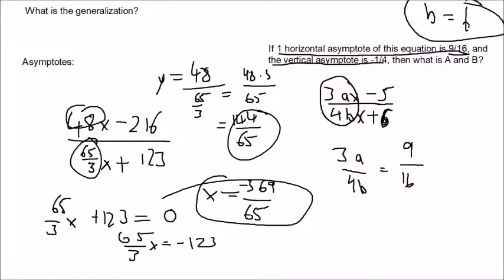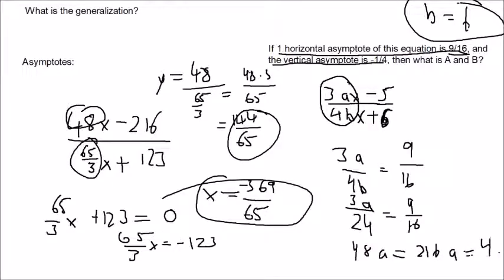However, we already have our b. b is equal to 6. So we do 4 times 6, 24. 3a over 24 is equal to 9 over 16. So 48a is equal to 216, which leaves a as 4.5. 4.5, right? So a is equal to 4.5 and b is equal to 6, and that's the correct answer.